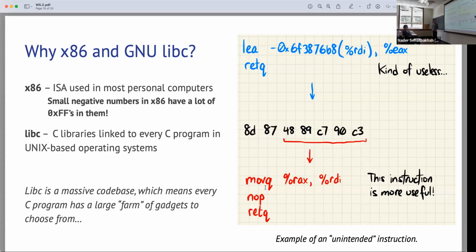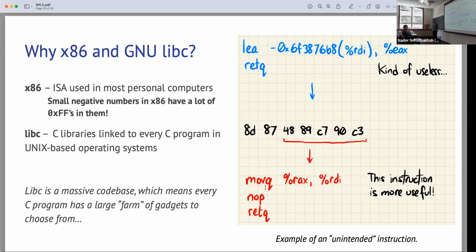And basically we can see that it's a very specific offset number being added, which is not really useful. But if you look at the byte sequence, it looks something like this. If you take a smaller subset of the bytes, starting from this 48 and going up to the return instruction, which is the C3, you find that it actually encodes something entirely different: a mov q instruction, moving from one register to another, followed by a no-op and then a return.